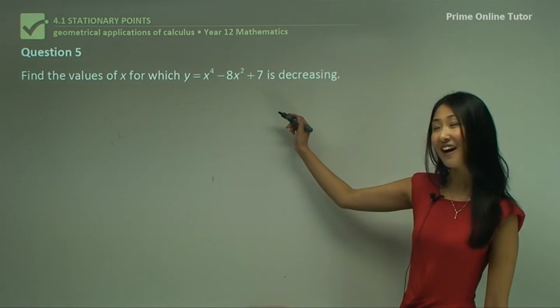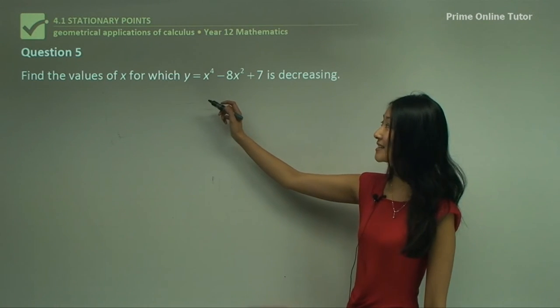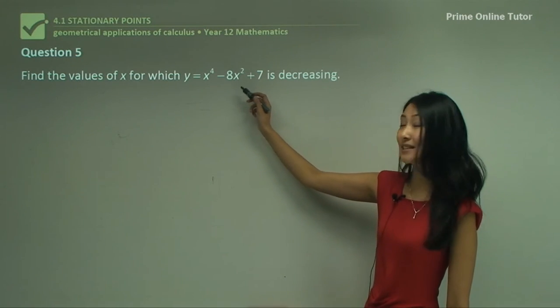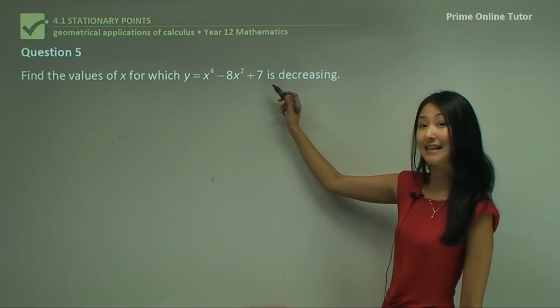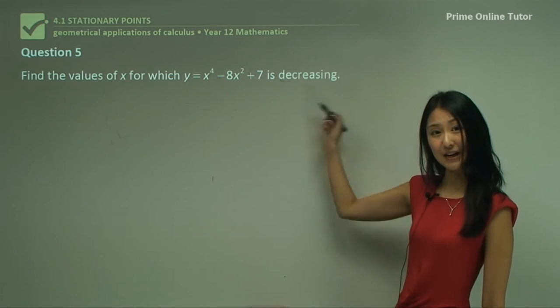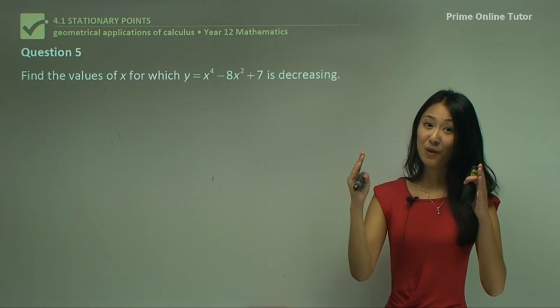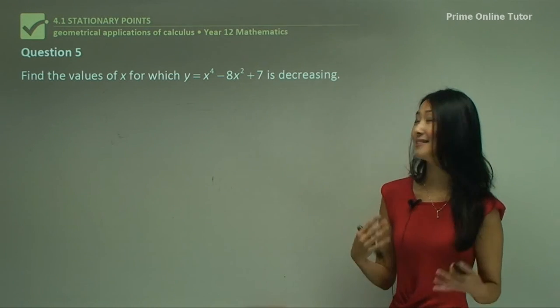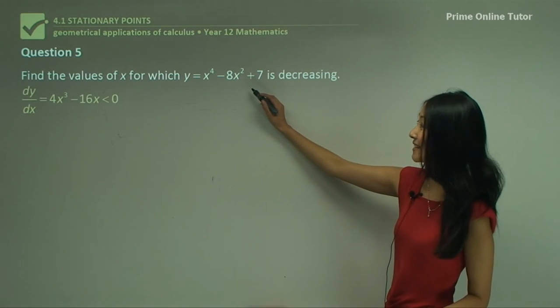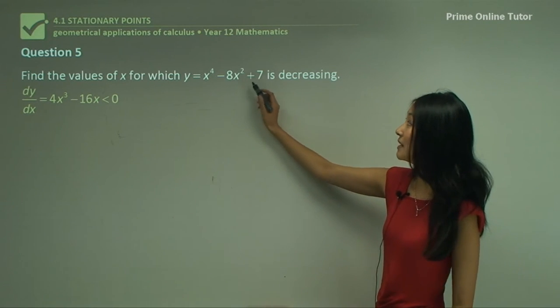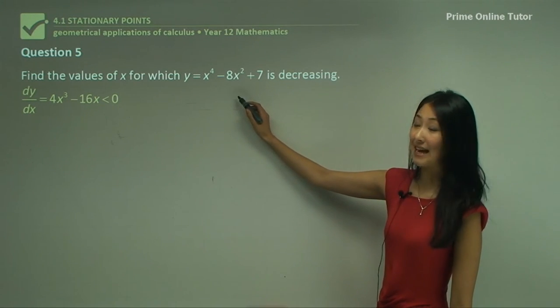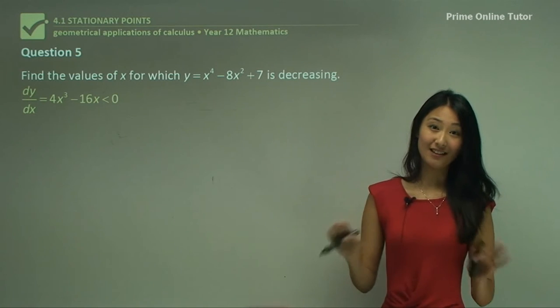So in question 5, we want to find the values of x for which y equals x to the power of 4 minus 8x squared plus 7 is decreasing. So we know that dy/dx is less than 0, which in this case is going to be 4x cubed minus 16x, and that plus 7 just disappears.